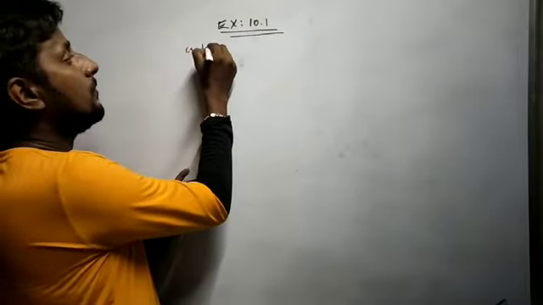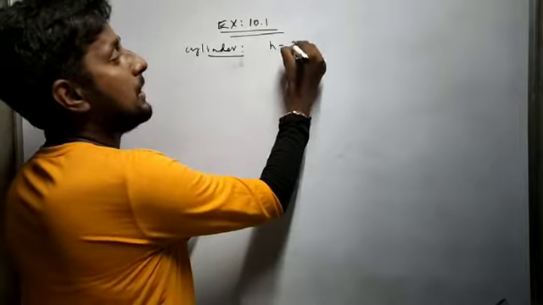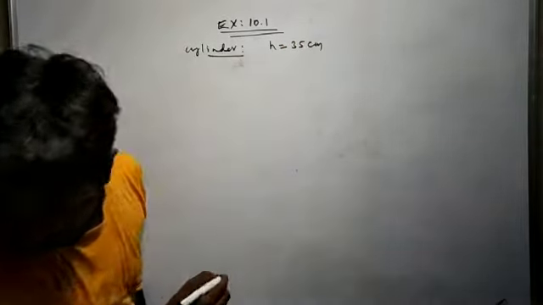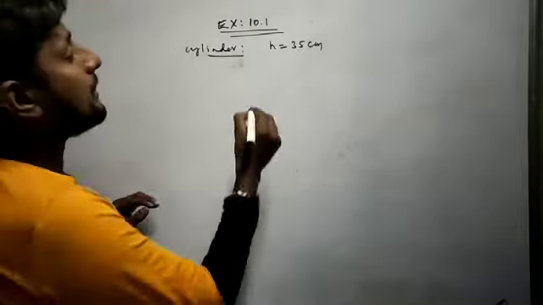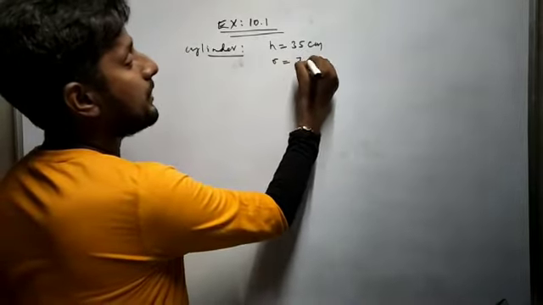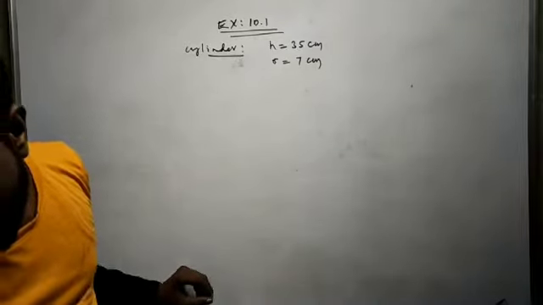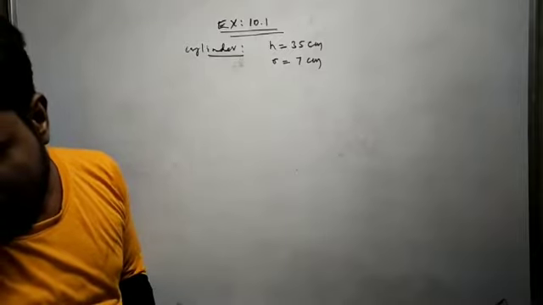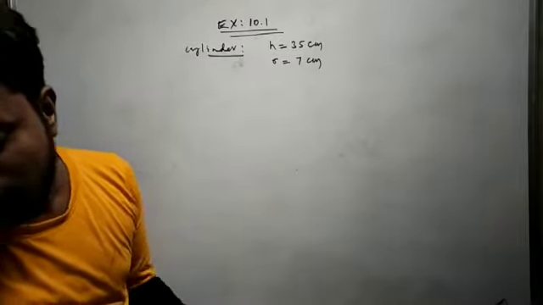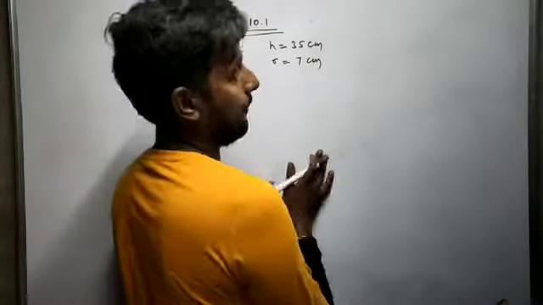The cylinder is 35 centimeters in height and the radius is 7 centimeters. The r value is 7 centimeters. Now we have to find the required area of thick sheet to make 100 cylinders.